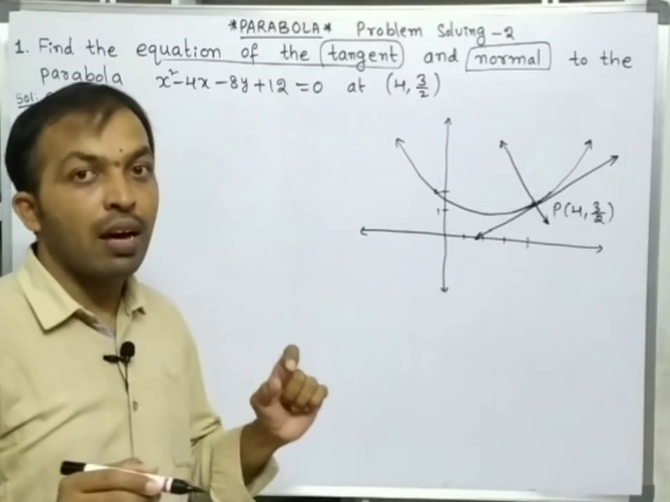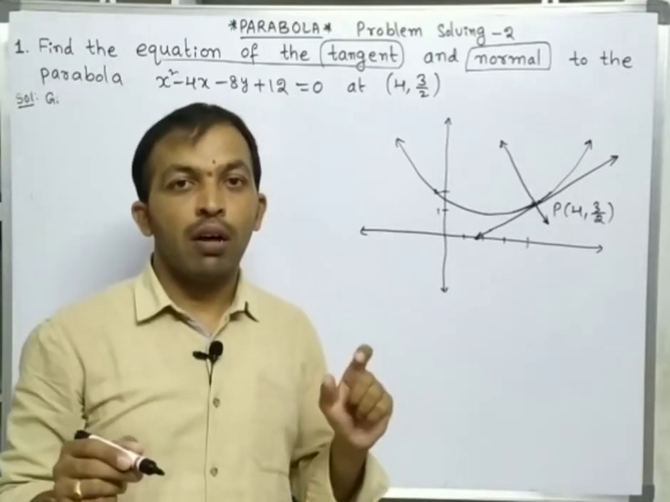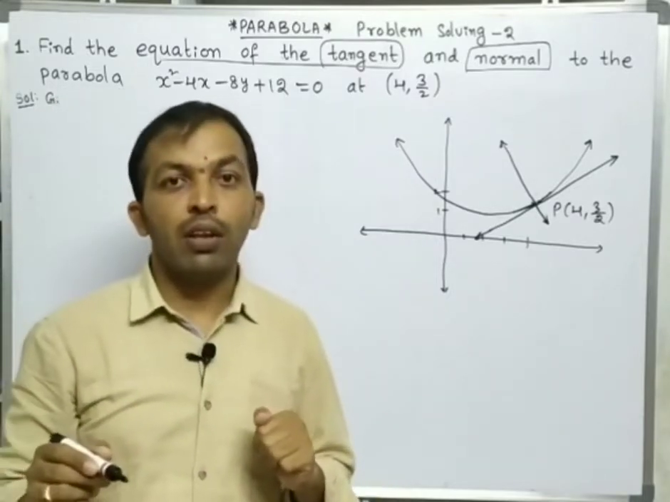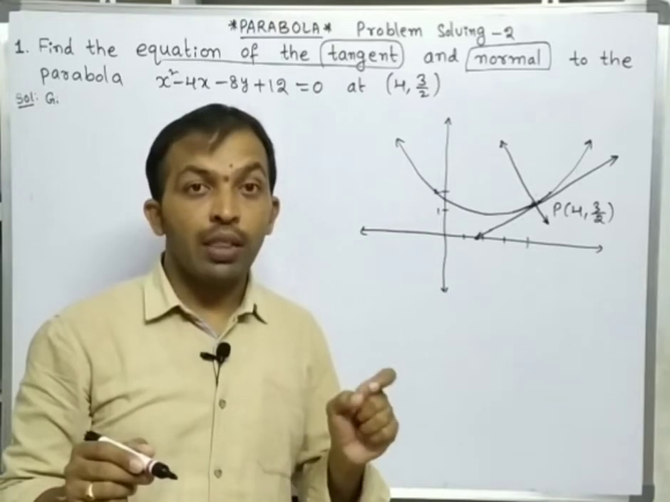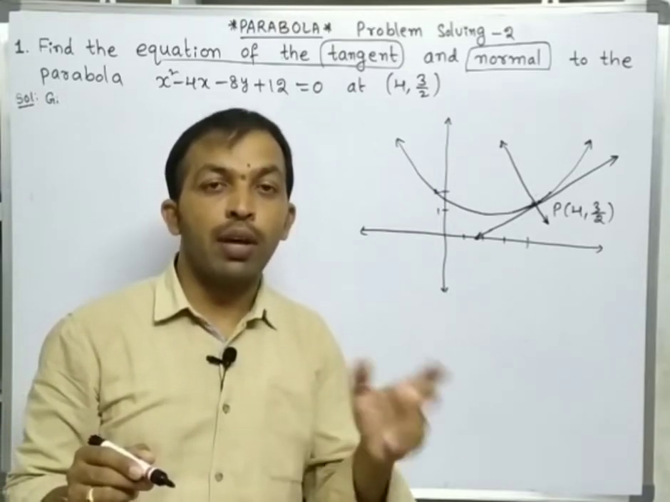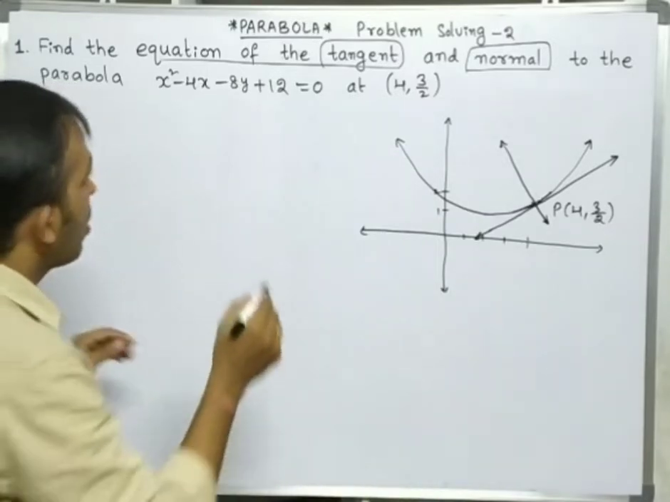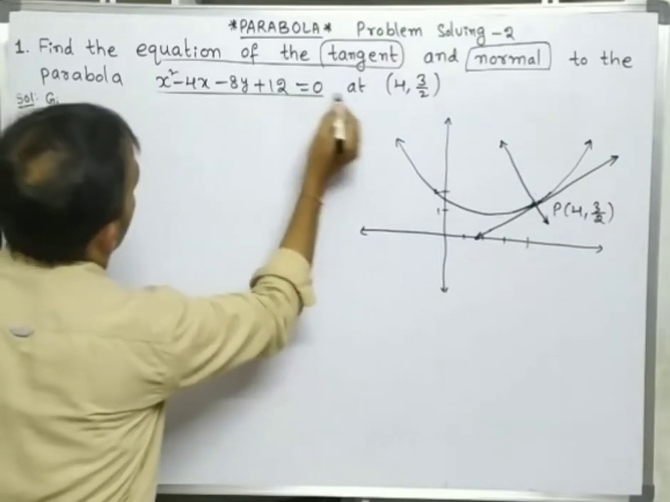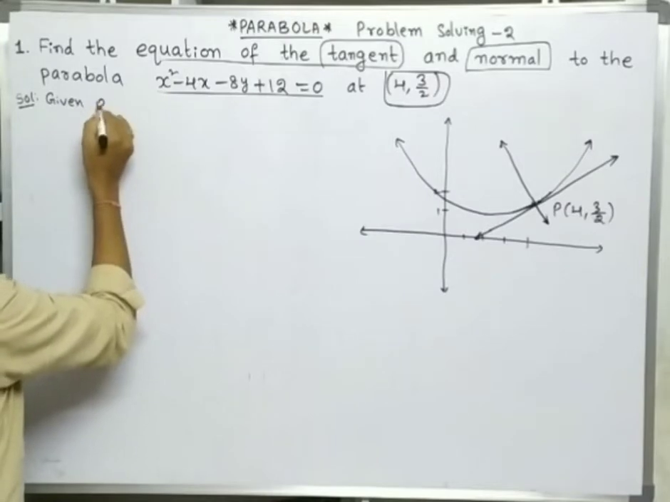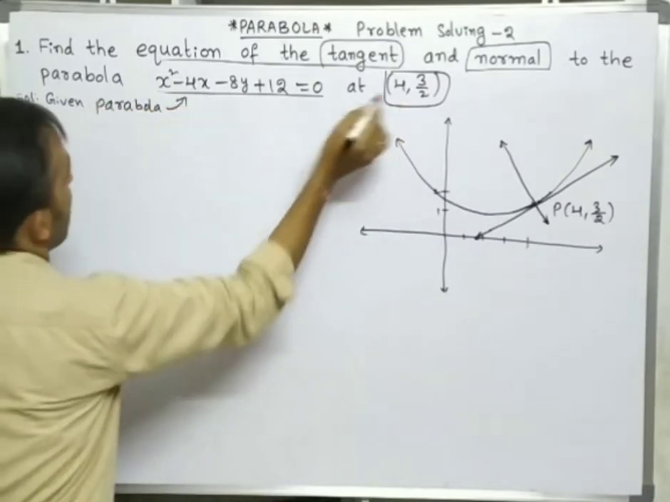Here I am using the Cartesian form. What is the Cartesian form of the tangent equation? For y square is equal to 4ax, it is S1 is equal to 0. If a parabola is given, then the tangent equation is S1 is equal to 0 here also. So what is the given parabola? This is the given parabola and this is the given point. Write those things down.